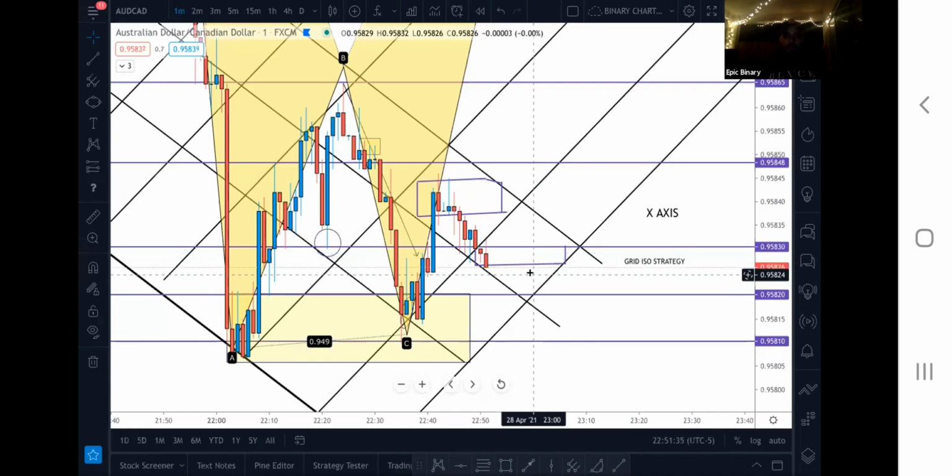Big clears. I'm done. Mic drop. Off the top of the box. I told you, touches the top of the box, it's going bearish. Let's go.